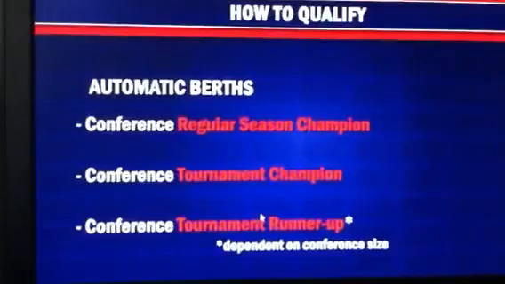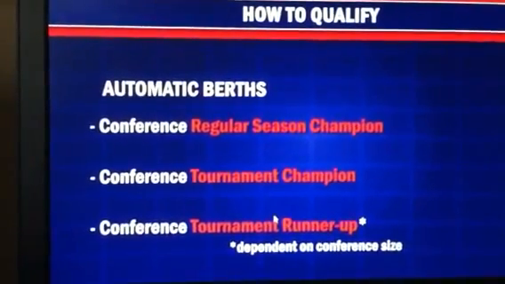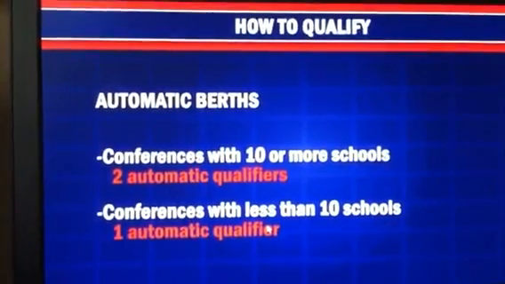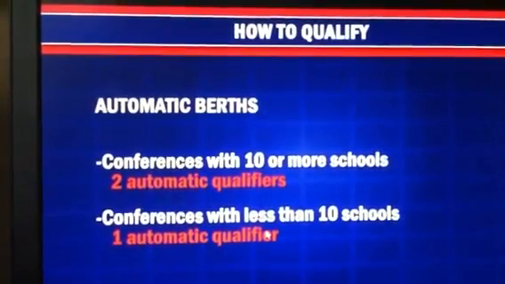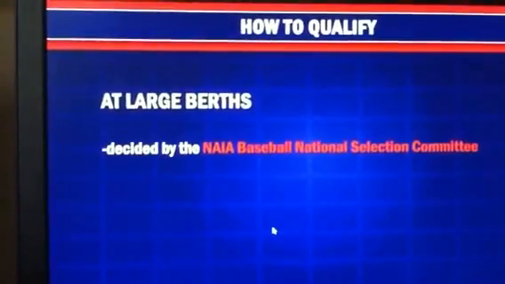There are 2 ways to make the championship field. Teams can automatically qualify as a conference regular season champion, tournament champion, or tournament runner-up, depending on the conference. Leagues with 10 or more schools receive 2 automatic berths, while conferences with less get 1. The other qualification method is by receiving an at-large berth.